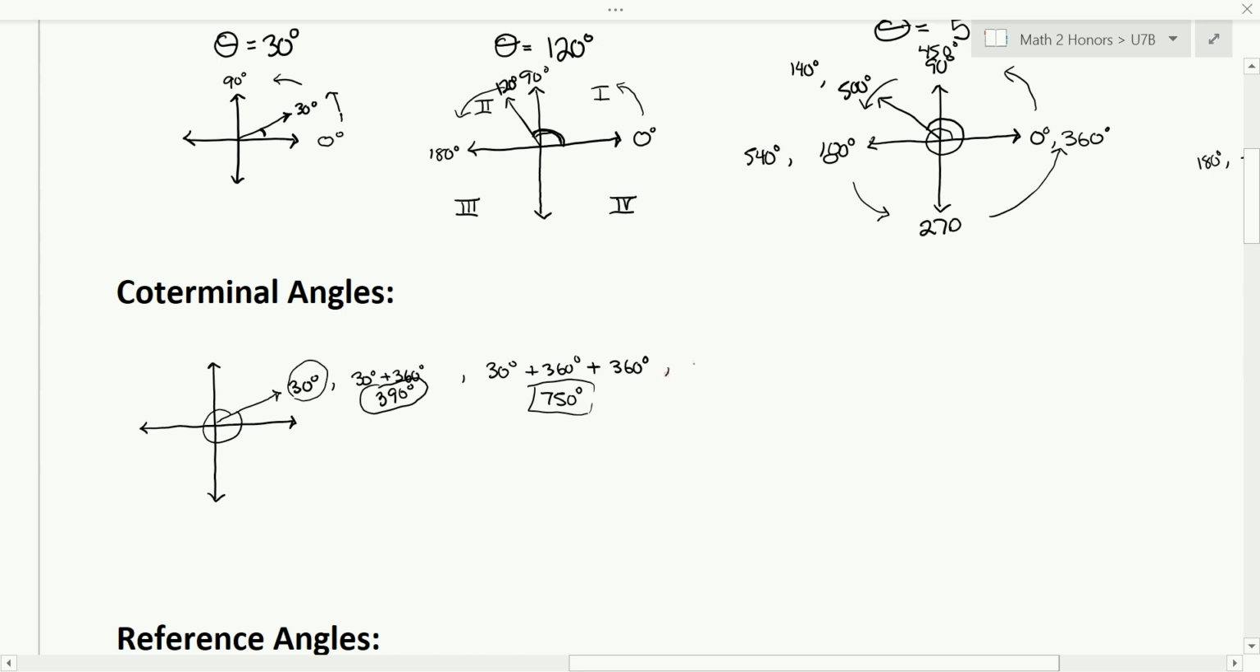We can also go the other direction. Instead of adding, we could start at 30 and subtract 360, which just means that we're spinning it the other direction. And so 30 minus 360 would be negative 330. Right? Or we could spin it a few times that direction. So all these share the same location, and so we call them all coterminal angles.